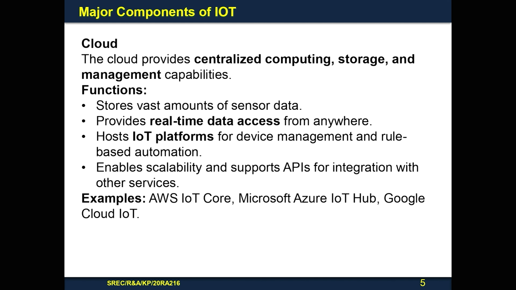Next is cloud. It is mainly used for storage and it can also be used for centralized computing. Its main function is it stores a vast amount of data. You cannot always rely on hardware, like a pen drive or other devices, for storage of data, since an IoT system may process a large amount of data. So for that we go for cloud storage, and it also provides real-time data access. When you connect it to the internet, you can easily access the IoT system by using this cloud.